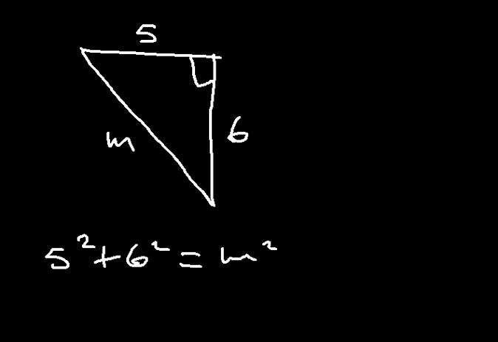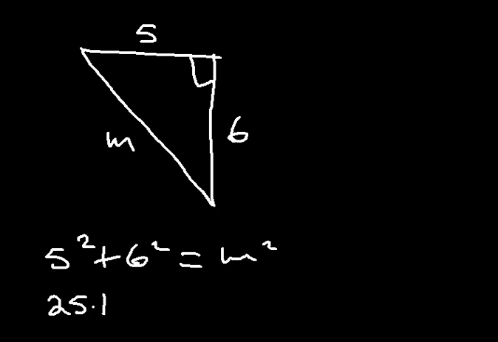Let's say we have a triangle that goes like this. No matter how the triangle has been oriented, you should know what is the hypotenuse and what are the other two sides. Let's say this is 6. What is the value of the side m? In this case, according to the Pythagoras theorem, we'll have it as 5 to the power 2 plus 6 to the power 2, which is equal to m square.